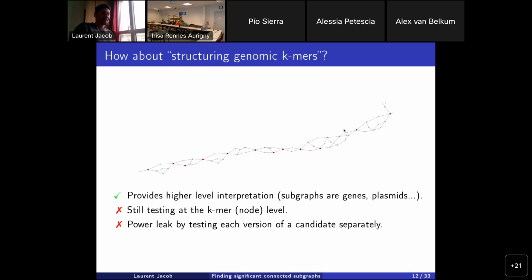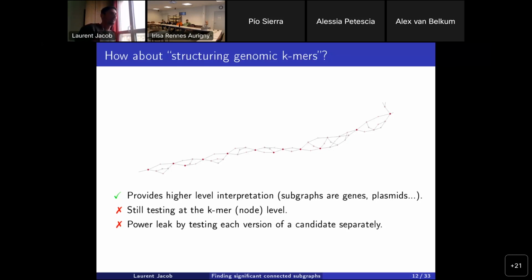But the statistical test that we're doing is still done at the unitig level, where the interpretation at the graph level comes after, which is maybe not very satisfying from a statistical point of view, because we do a test at some scale and then we give an interpretation at a different scale. It's okay, but it's not completely satisfying.